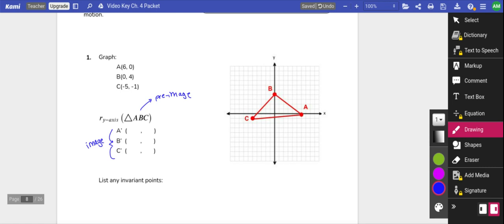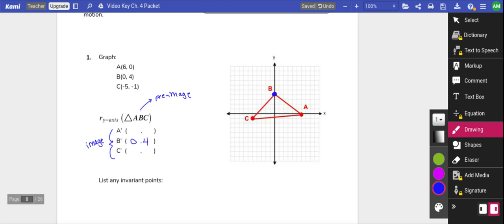So when I reflect across the y-axis, what I'm going to do is determine where my line is and how far away my points are from that line. In this case, B is exactly on the line, so B won't move. So I'm going to rewrite here B prime as 0, 4.